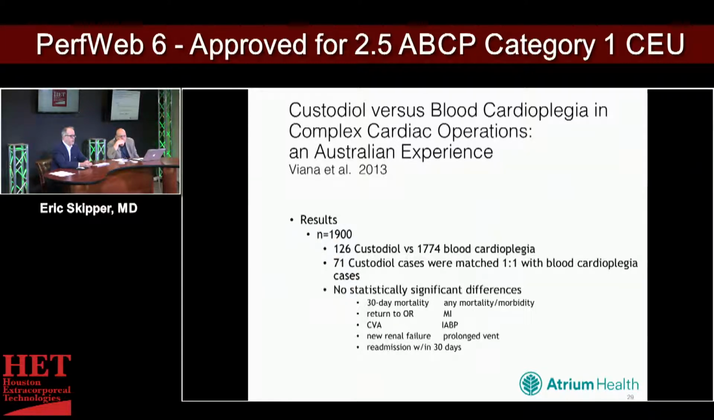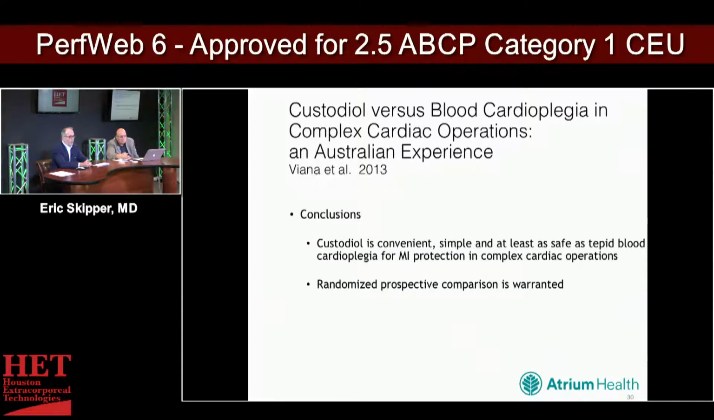There was no statistically significant difference in the variables at which they looked: 30-day mortality, return to the OR, stroke, renal failure, readmission within 30 days, mortality, morbidities, MI, balloon pump usage, or prolonged vent. So basically, not a lot of difference between the two in the end game. Their conclusions were custodial is convenient, simple, and at least as safe as tepid blood cardioplegia for MI protection and complex cardiac operations, but they too recommended a randomized prospective comparison.